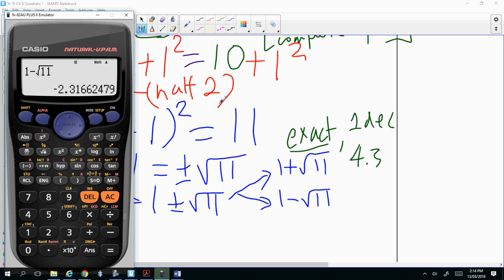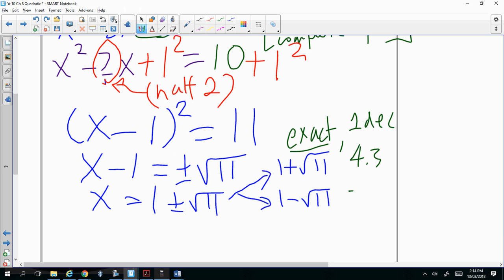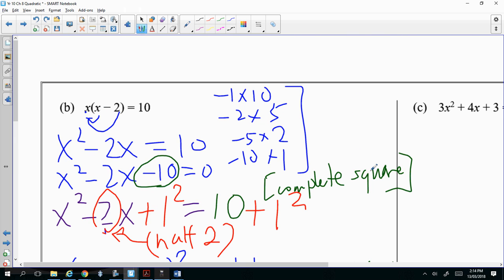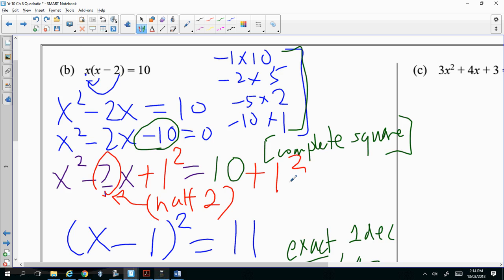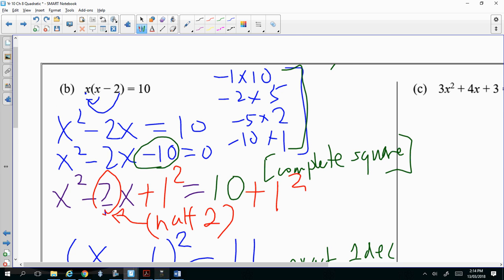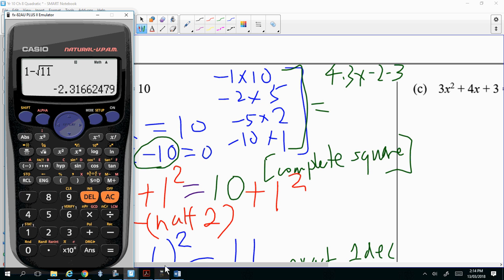Now you wonder why this one doesn't work, because if I actually multiply 4.3 by negative 2.3, what do you get? Let's do that. 4.3 times negative 2.3, you get about negative 10. And then if you add them together, you will get 2. So that's why it didn't work.